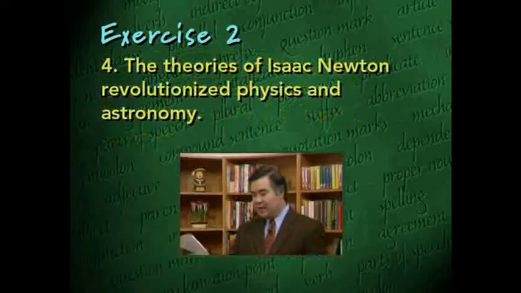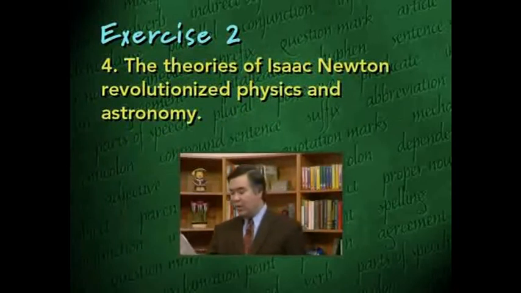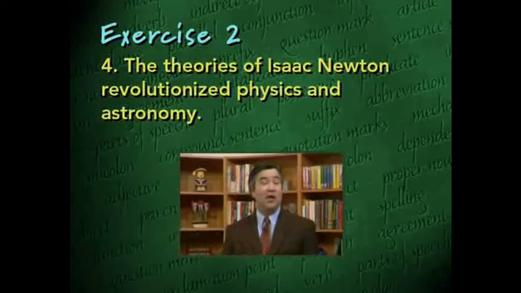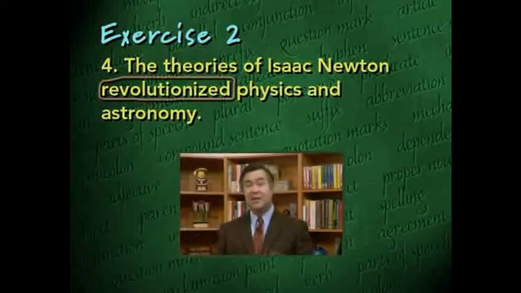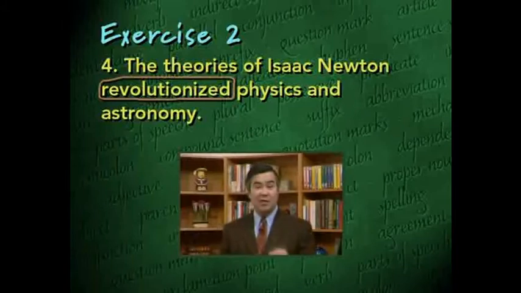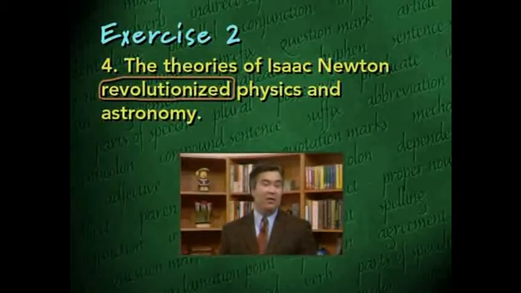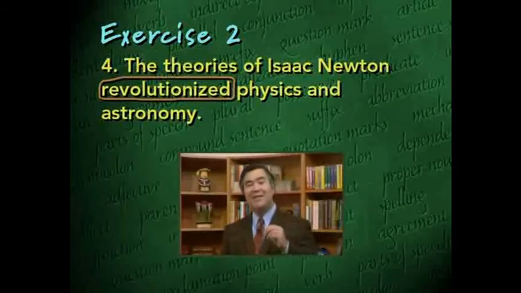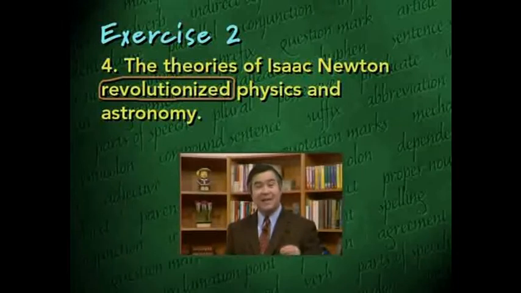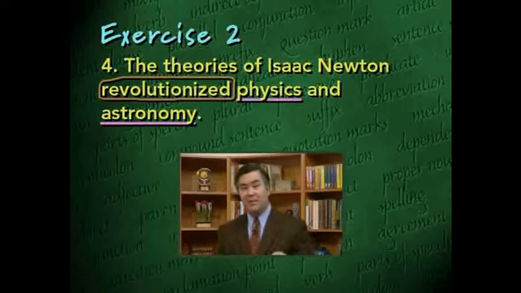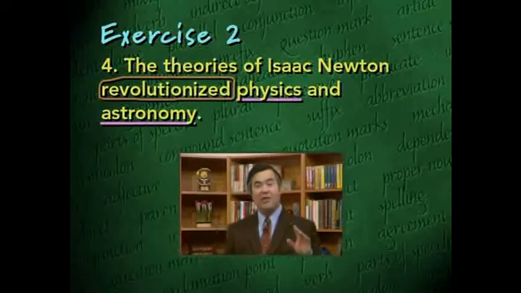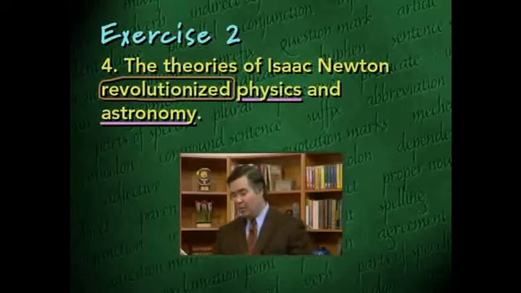Next example. The theories of Isaac Newton revolutionized physics and astronomy. The verb here is revolutionized. What's the subject? The subject is theories. It was the theories that revolutionized. And what did they revolutionize? That is, what receives the action of the verb revolutionized? Well, in this case, there are 2 things that were revolutionized, physics and astronomy. So both of those words are part of the direct object of the verb revolutionized.